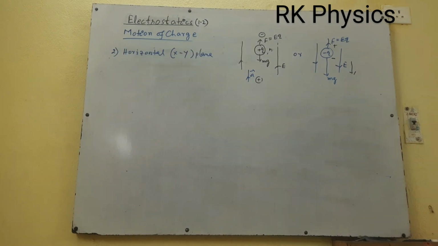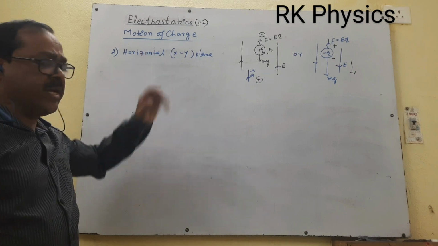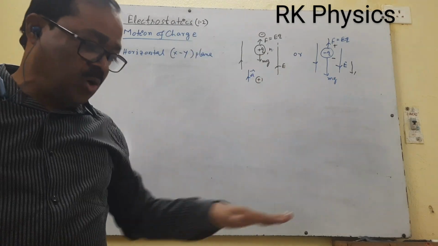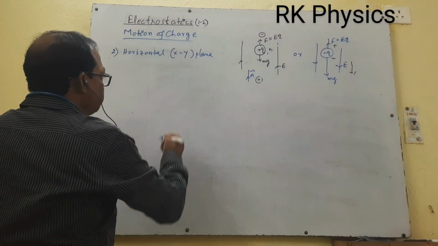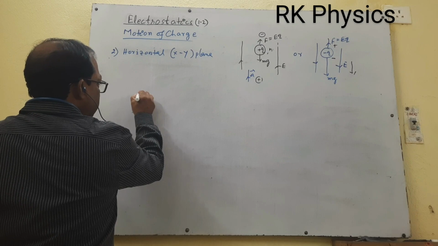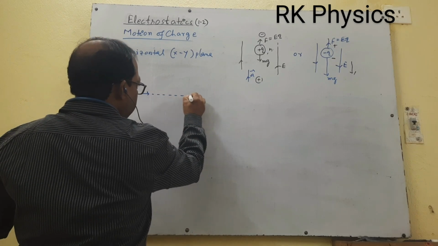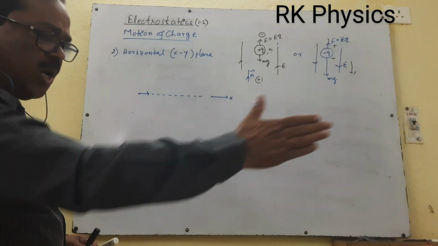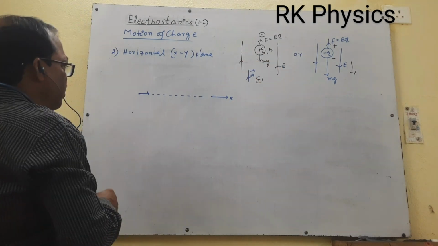Now let us discuss the motion of the charge along the horizontal plane, meaning the xy plane. Mark, this is the z direction, space, but this is on the ground. Now along the horizontal direction, what happens? Just imagine a charged particle injected along this direction. I am taking this direction as the x-axis, that is the ground plane, x-axis, and this is y.